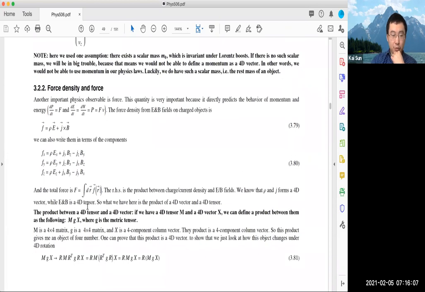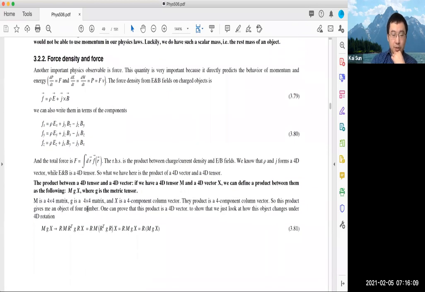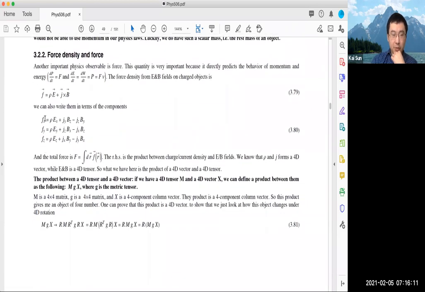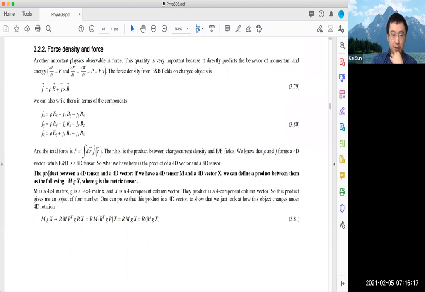Now what should we do? The way to get the proper force description, the force vector, is to look at this equation. We know that the definition of force involves 2 objects: rho and j. We know rho and j combined together form a 4D vector.